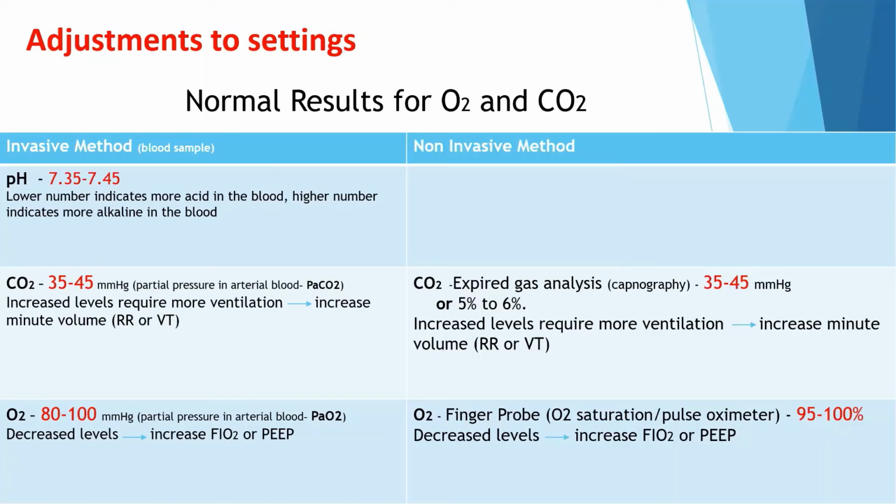The oxygen finger probe, also called oxygen saturation or a pulse oximeter, the normal ranges between 95 and 100%. Again, decreased levels require an increase in the FiO2 or the PEEP.